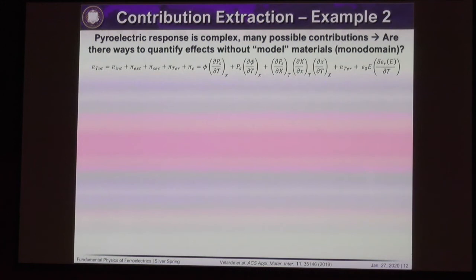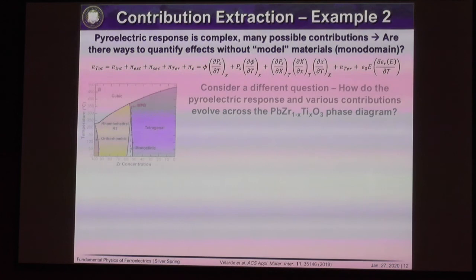All right, so this response is quite complex, right? There are many possible contributions. We have this very complex expression for these sorts of things. But we wanted to question whether you could figure these things out if you don't have these kind of model materials. If I can't make a monodomain version of this system, can I still separate these things out?